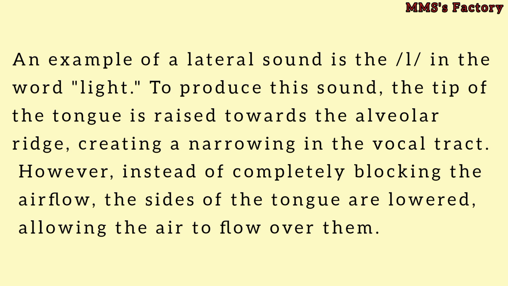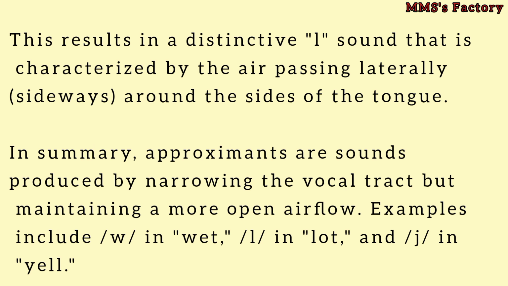To produce this sound, the tip of the tongue is raised towards the alveolar ridge, creating a narrowing in the vocal tract. However, instead of completely blocking the airflow, the sides of the tongue are lowered, allowing the air to flow over them. This results in a distinctive L sound that is characterized by the air passing laterally, sideways, around the sides of the tongue.